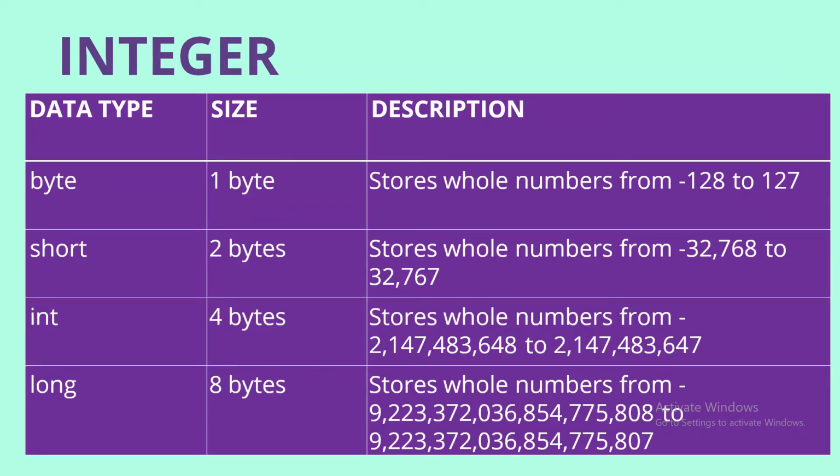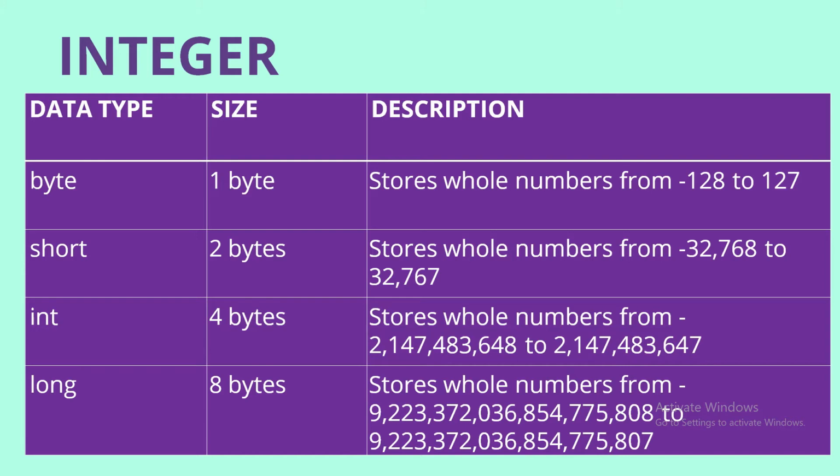Now, this table will elaborate on the memory allocation of integer data types. The first keyword in integer data type is byte. It stores 8 bits of information in memory and it ranges from -128 to 127.